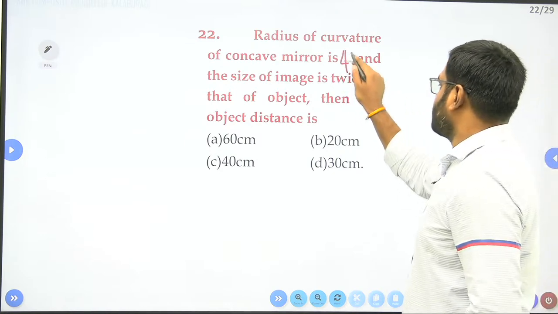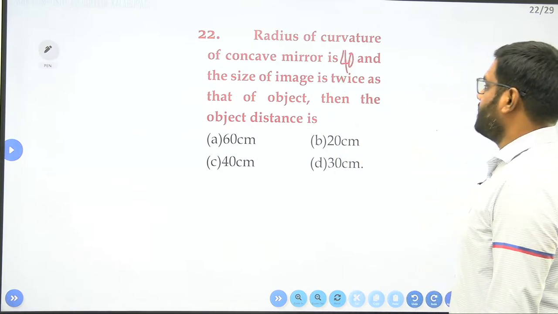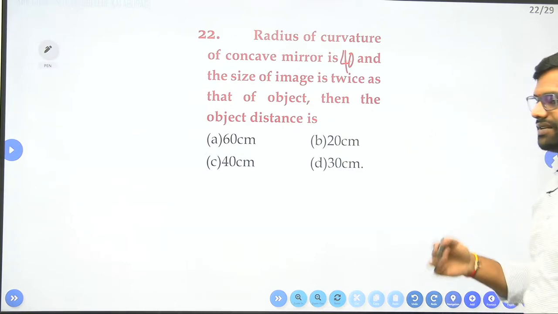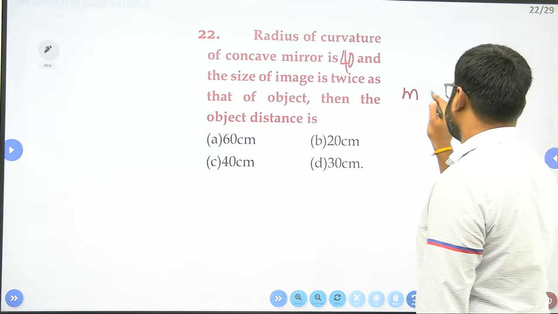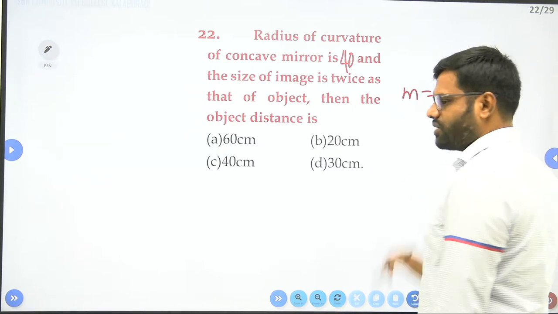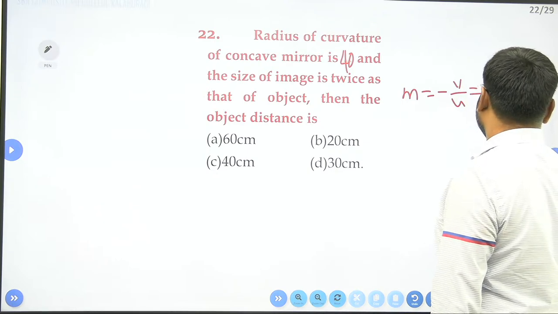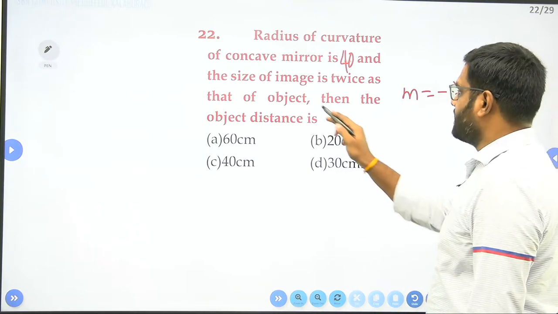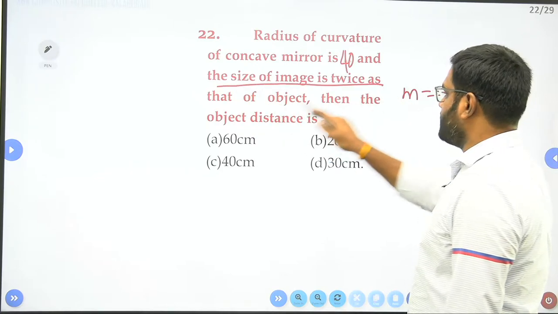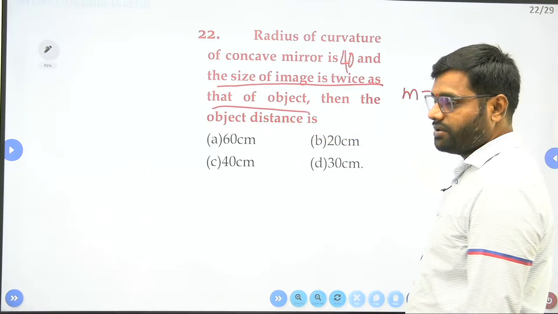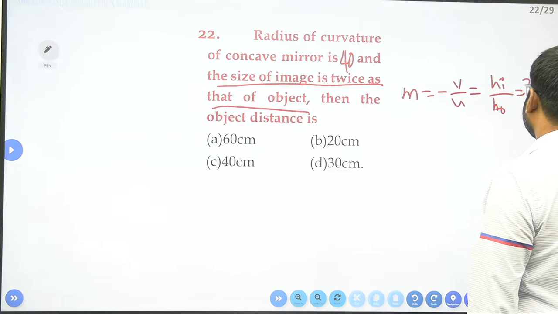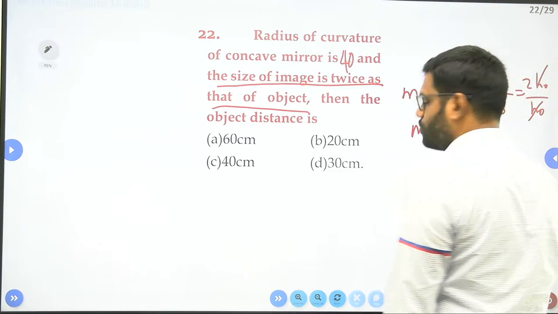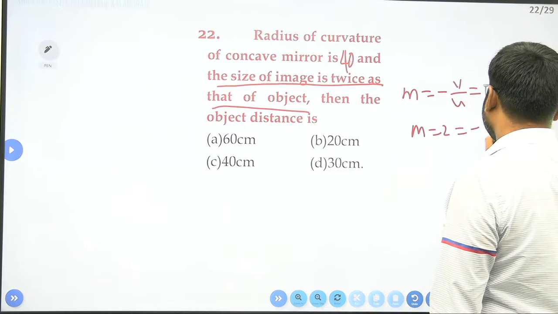They have given the radius of curvature as 40 centimeter, and the size of the image is twice that of the object. Then they are asking for the object distance. So here magnification is equal to minus v by u, yes or no? That is equal to the height of the image to the height of the object. They have mentioned the size of the image is twice that of the object, so 2 h naught gets cancelled. Then magnification, how much are we having? 2. Magnification is 2. That is equal to minus v by u.